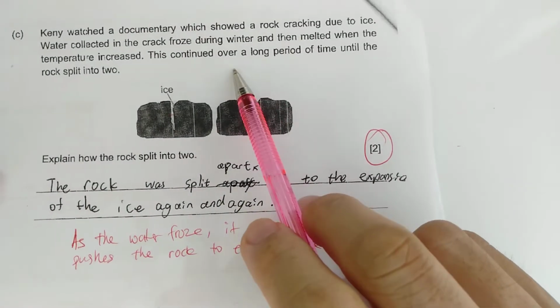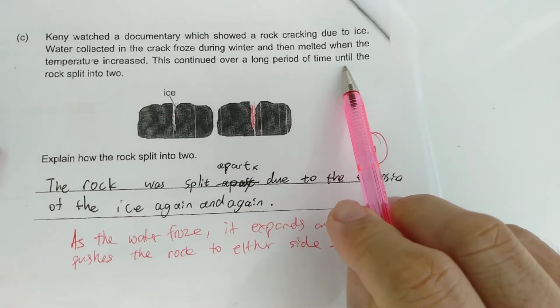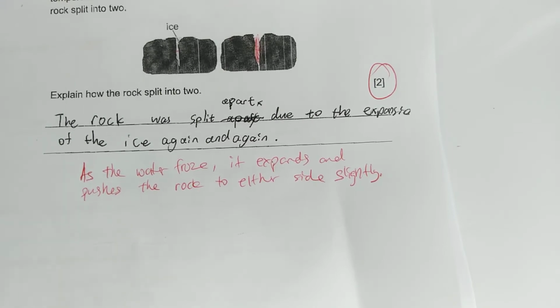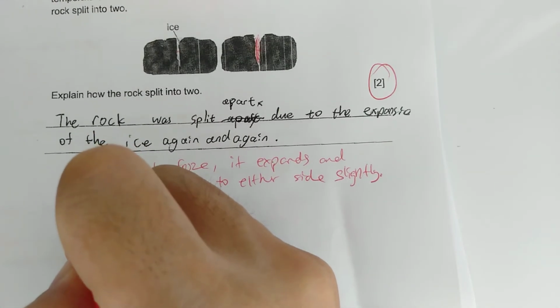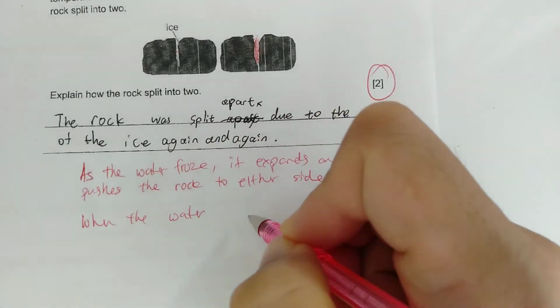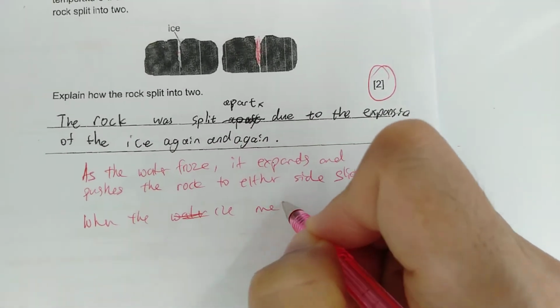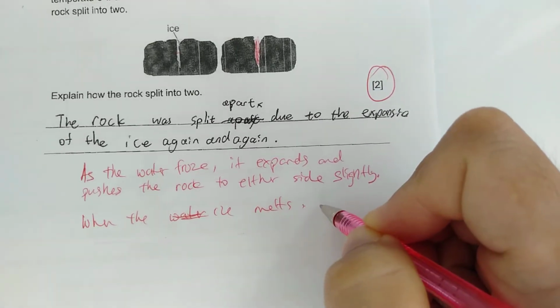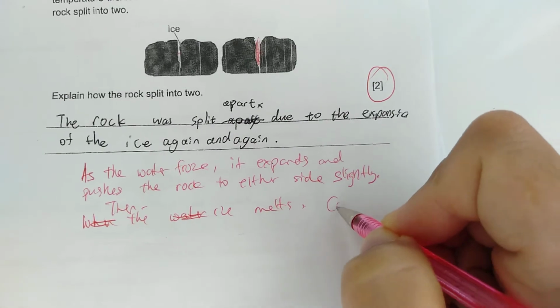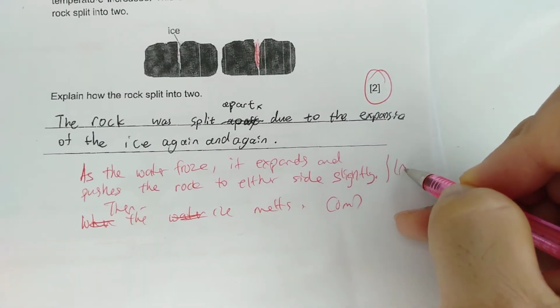But here we talk about it continuing over a long period of time. So how do I get the second mark? When the ice melts, then the ice melts. No marks for this. 1 mark for this.